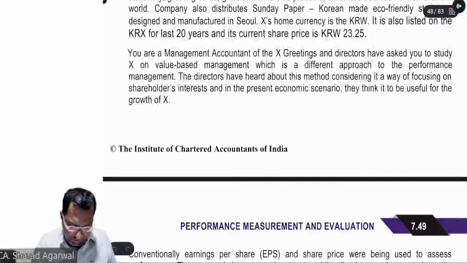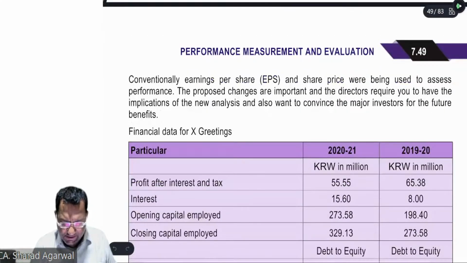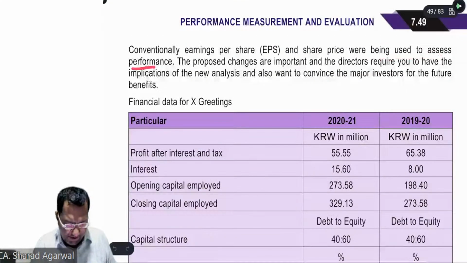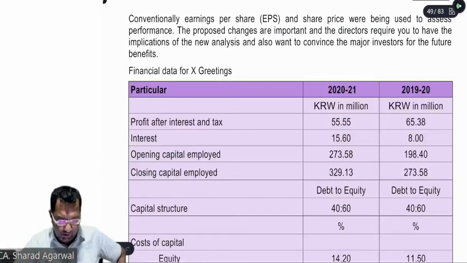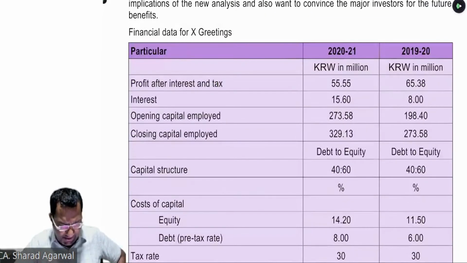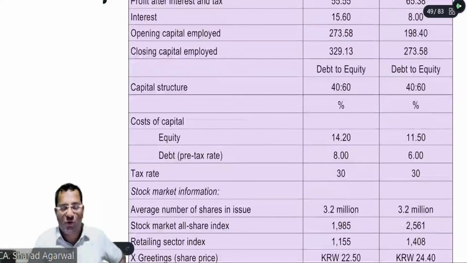Conventionally, EPS and share price were used to assess performance. The proposed changes are important, and the director required to have the implication of the new analysis and also wants to convince the major investor for the future benefit. So हमें फाइनेंशियल डेटा दिया है 2 सालों का, 2021 का एंड 1920 का. ओके. और फिर स्टॉक मार्केट के बारे में भी इंफॉर्मेशन दिया हुआ है.